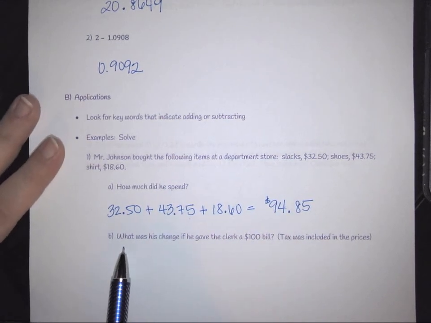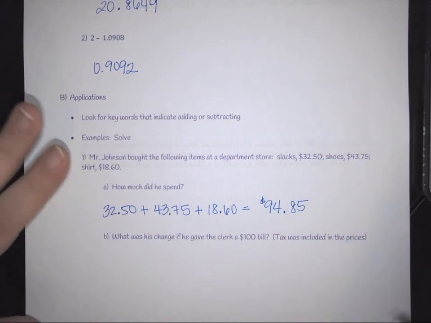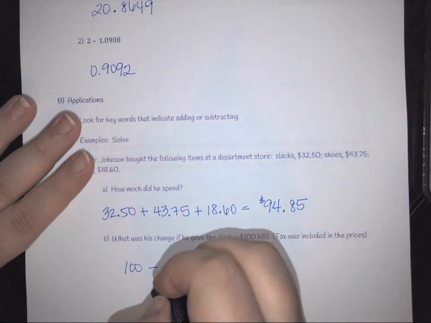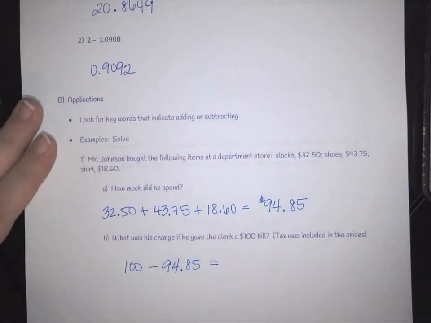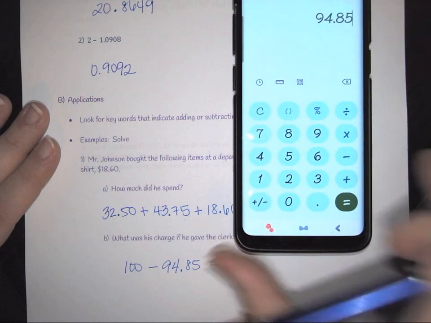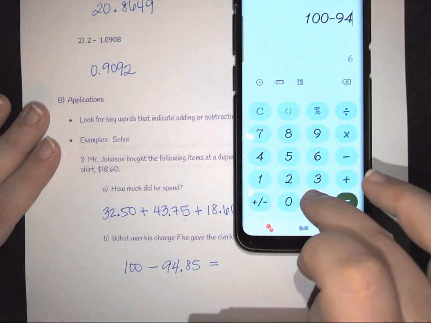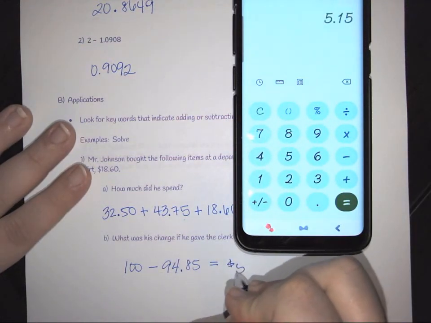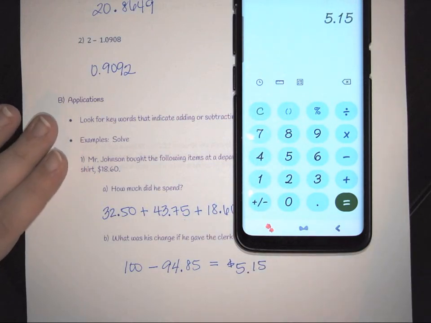Now the second part says, what was his change if he gave the clerk a $100 bill? So in other words, I'm going to take my $100 and subtract out what I spent, which was the $94.85, and that should give me how much change I get. So again, I'm going to take my calculator and I'm going to do my $100 minus the $94.85, and that gives me $5.15 as change. Okay.